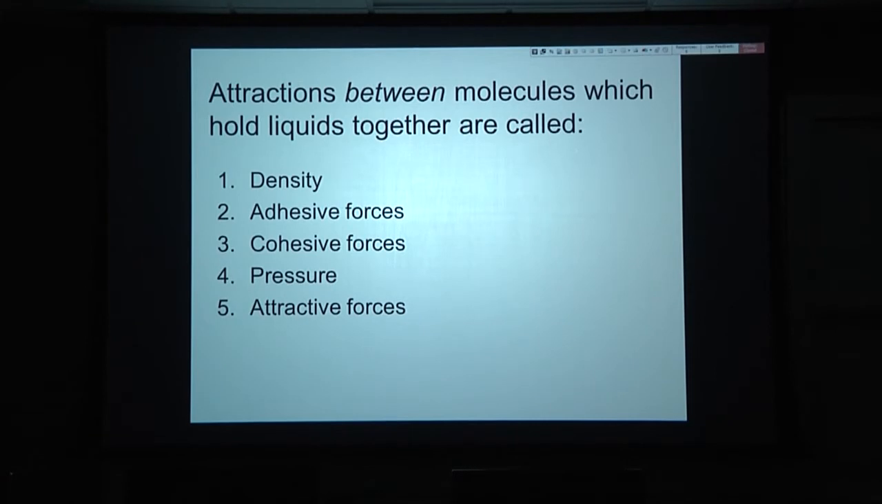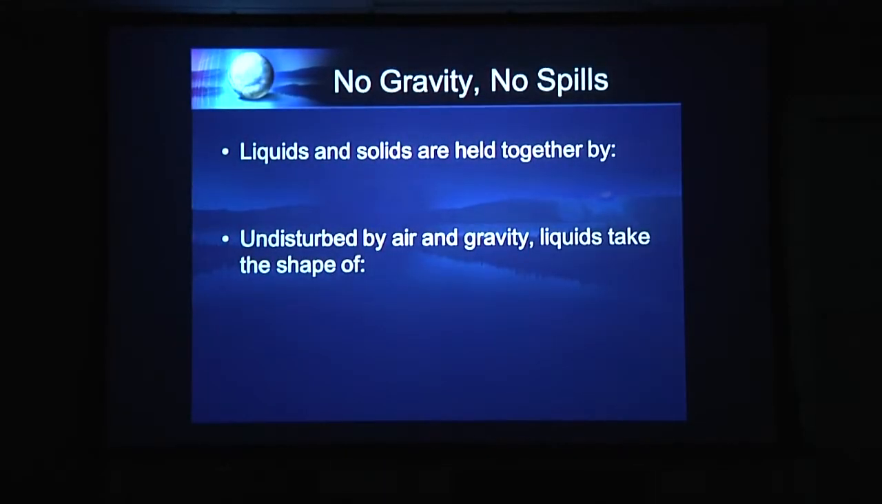All right, the answer to this question is really the focus of this whole chapter. The answer to what the attractions between molecules are called is cohesive forces. And we're going to learn about the three main types of cohesive forces and how they affect things like vapor pressure and boiling point and melting point. So that's really the main idea in this chapter, these cohesive forces.